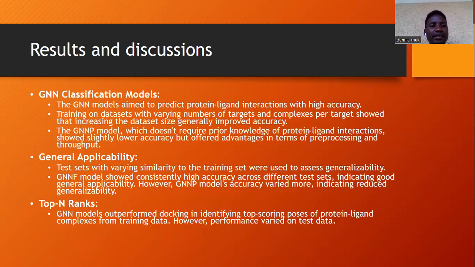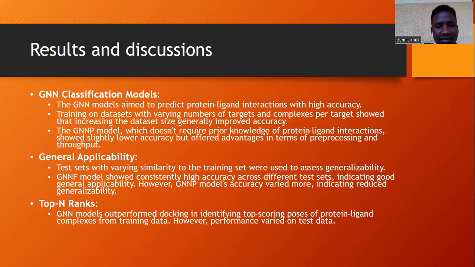So we look at the graph neural network classification models, where they aim to predict protein ligand interactions with a high accuracy. Training on datasets with varying numbers of targets and complexes shows that increasing the dataset size generally improves the accuracy. Then we look at the general applicability of these data sets.